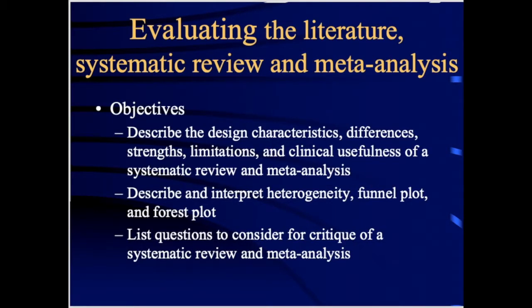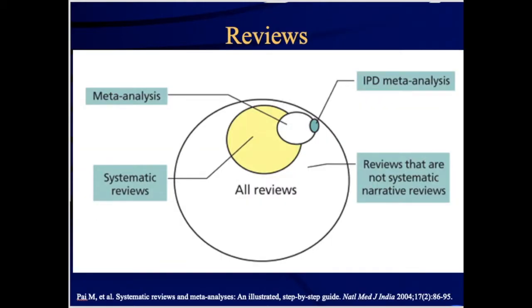In today's lesson, we will be evaluating the literature, specifically systematic reviews and meta-analysis. The objectives are to describe the design characteristics, differences, strengths, limitations, and clinical usefulness of a systematic review and meta-analysis, to describe and interpret heterogeneity, funnel plots, and forest plots, and to list questions to consider for critique of a systematic review and a meta-analysis. Hopefully this is again a review for you because I know you just had some of this information.